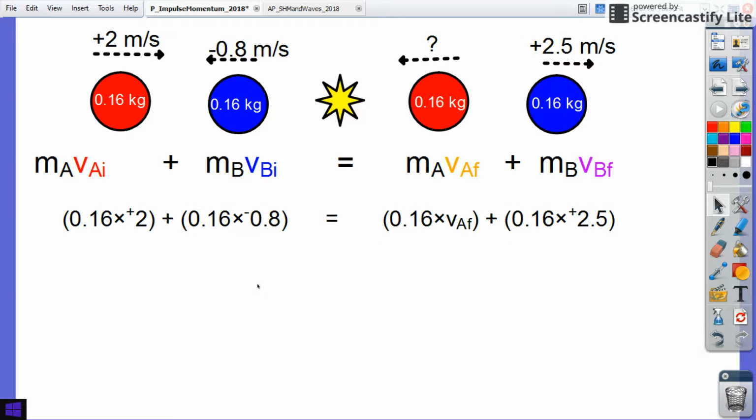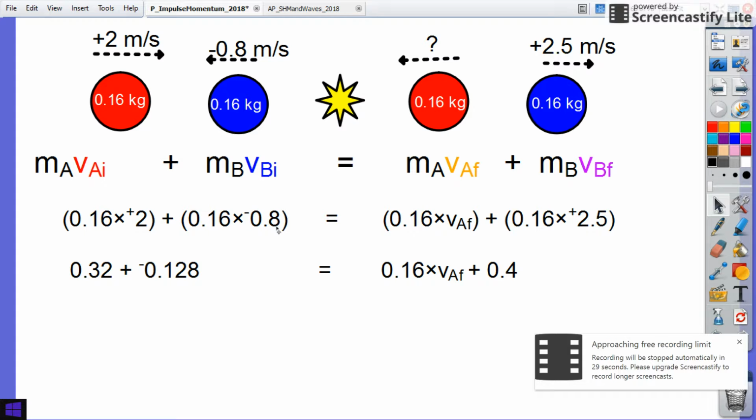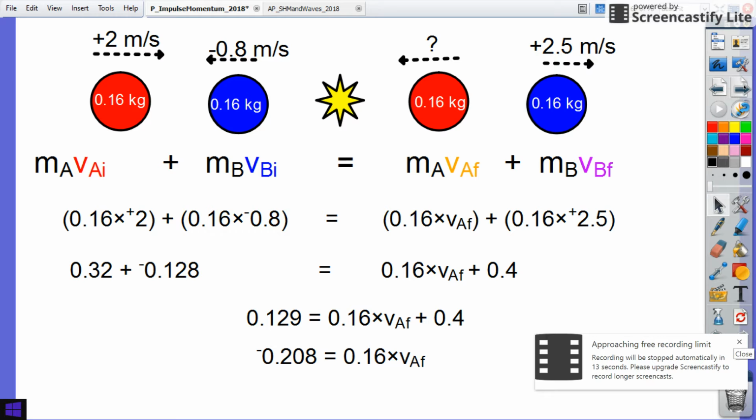All right, simplification time. I see this can be combined, this can be combined, and this can be combined, which gives me shabam. Because 0.16 times 2 is 0.32. 0.16 times negative 0.8 is negative 0.128. And then this gives me 0.4. Okay, 20 seconds left. Let's make this fast. That gives me that, which gives me that, which gives me that.